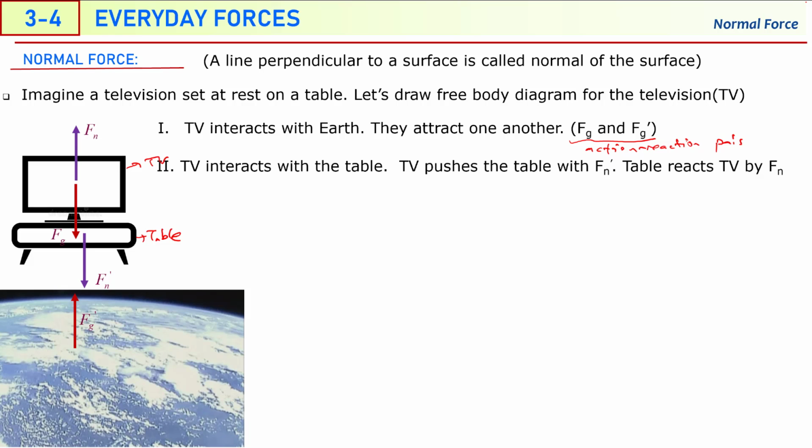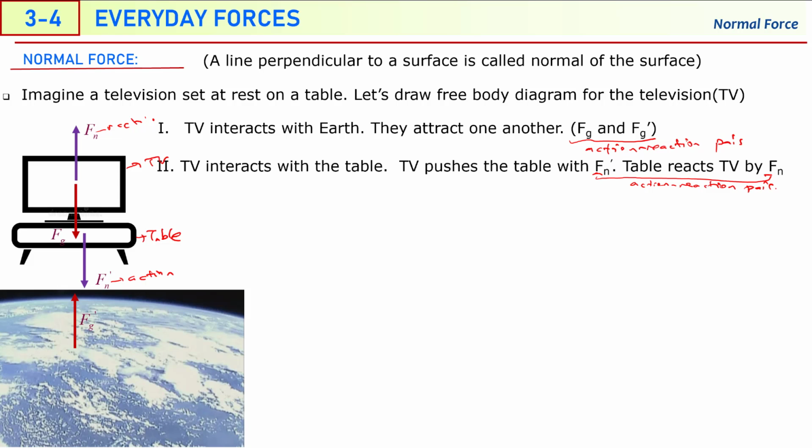The television pushes the table down with Fn prime. If you say this is the action on the table, the reaction must be on the television. Remember, action-reaction forces are always on different objects and act in opposite directions, equal in magnitude. So in this case, you are going to say this is the reaction. The second action-reaction pair is Fn and Fn prime.